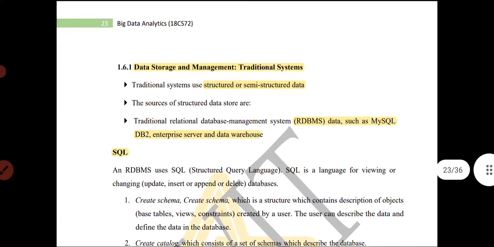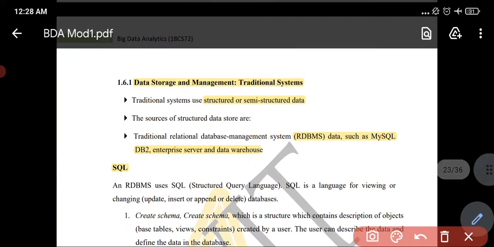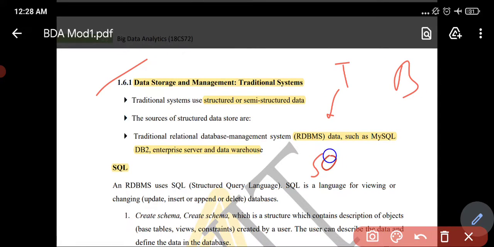Moving on to the next concept, that is data storage and then management. Here we are comparing the data storage and management of the traditional system and then big data analysis. So traditional system, as I said, is related to SQL or RDBMS, whereas big data is nothing but very huge NoSQL storage of data.